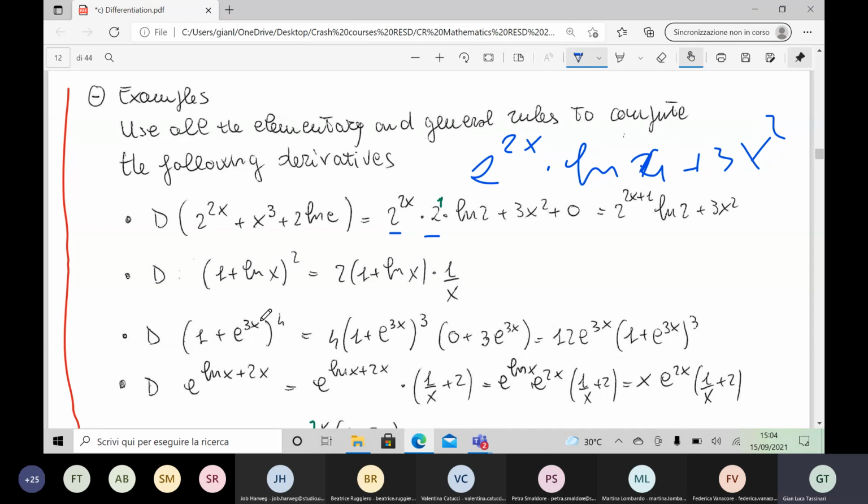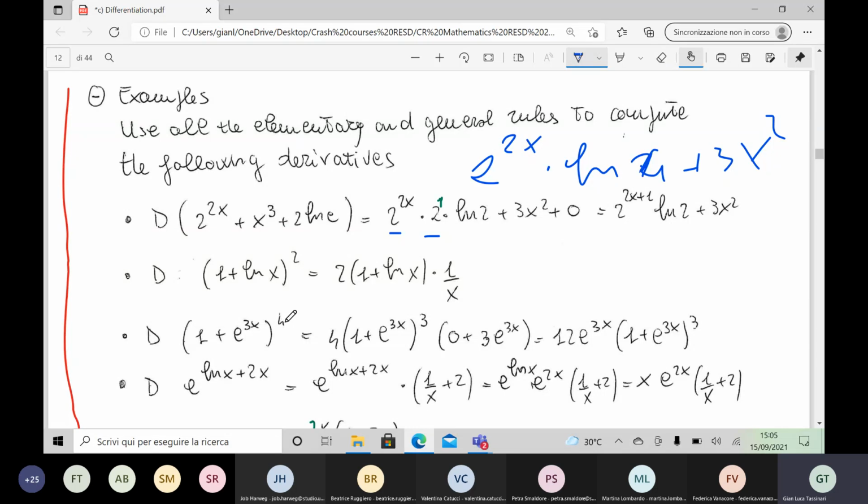So what kind of function is this one? Well, you have a parenthesis raised to the power 4. So this means that we have the derivative of f of x to the power alpha. So we need to apply the general rule we have applied in the previous example. Remember, the derivative of f of x to the power alpha is alpha times f of x, copy it, raised to the power alpha minus 1, 4 minus 1, which is 3, times what?